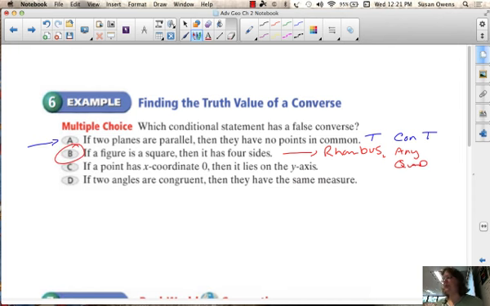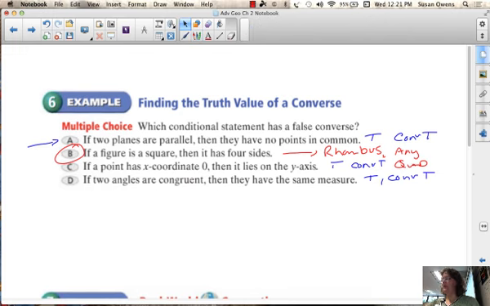Just to check my answer, I'm going to go through and do the last two. If a point has an x-coordinate of 0, then it lies on the y-axis. The converse would be, if a point lies on the y-axis, it has an x-coordinate of 0. That's true. And if two angles are congruent, they have the same measure. If two angles have the same measure, they are congruent. That is also true. So this one is true, and the converse is true. And this one is true, and the converse is also true. So I'm pretty comfortable my answer was B.